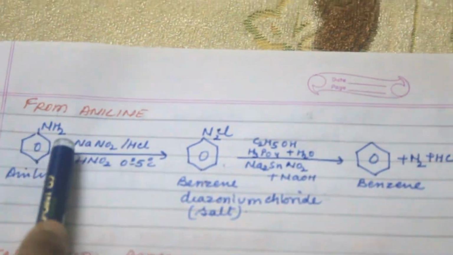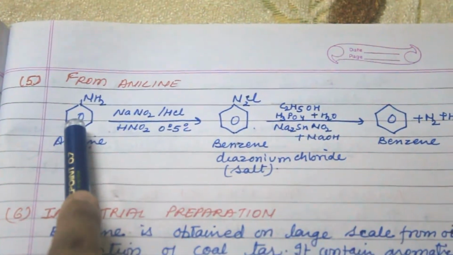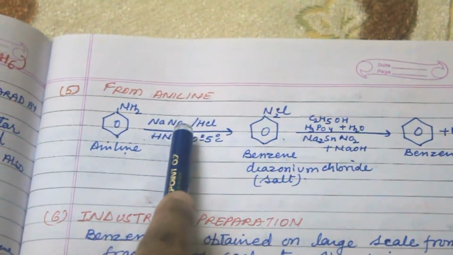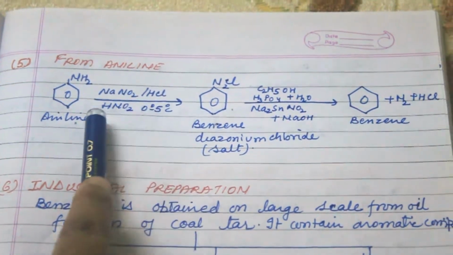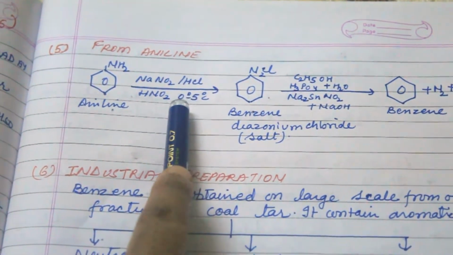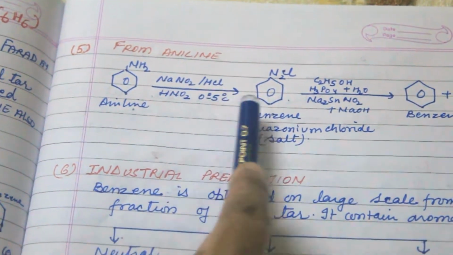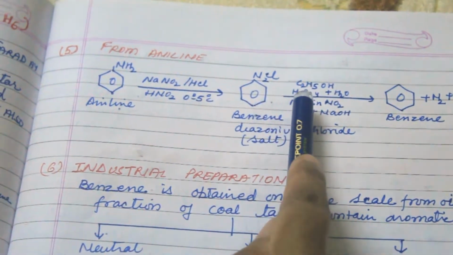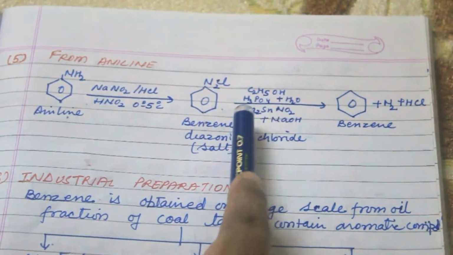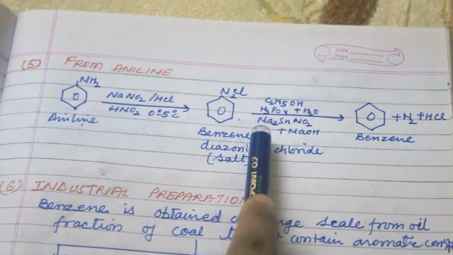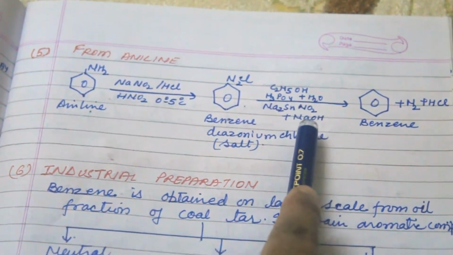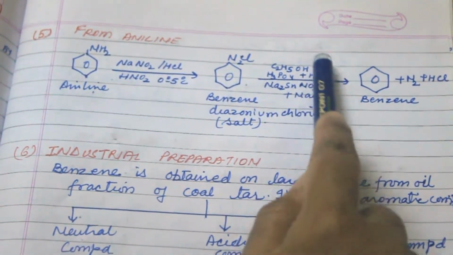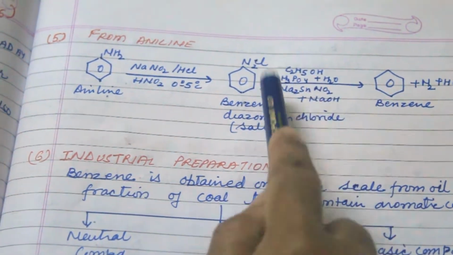From aniline: when NH2, that is ammonia, is attached to the benzene ring, it is known as aniline. Aniline, in the presence of sodium nitrite, HCl, HNO2, and at a temperature of 0 to 5 degrees, when it reacts, firstly forms benzene diazonium chloride salt. Again, when it reacts with ethanol, phosphoric acid, water, sodium stannous nitrite, NaOH, it forms benzene, N2 and HCl. These are the catalysts which activate the reaction but do not take part in it.